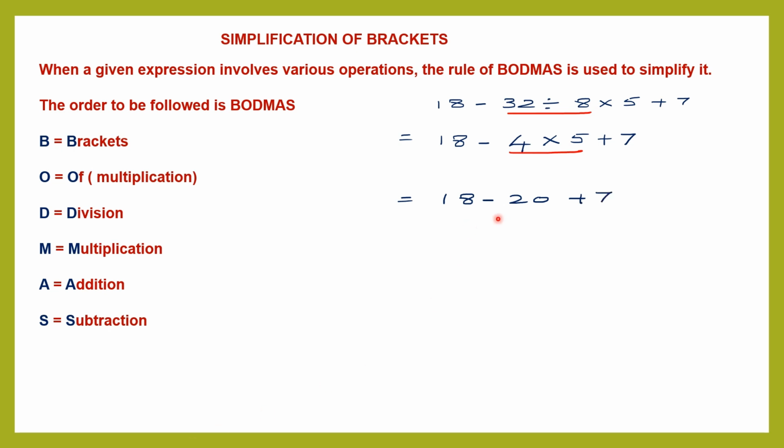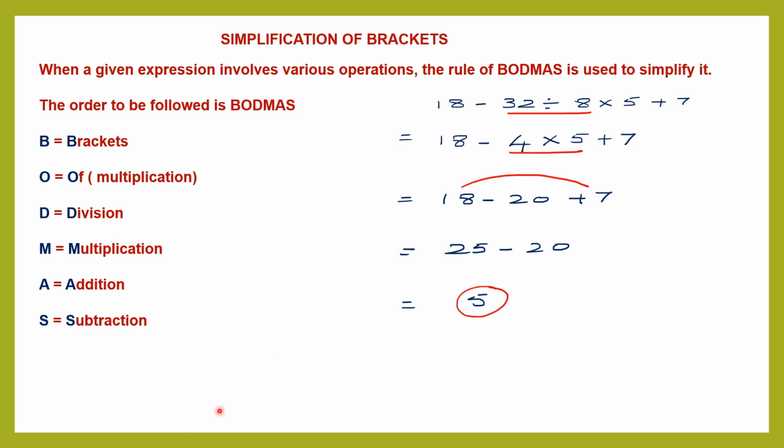Now we have only subtraction and addition. Which one should we do first? Look at this BODMAS. Addition should be done before subtraction. So here we need to do addition. So addition will be 18 plus 7. It's not 20 plus 7 because 20 has a minus sign before it. So we are going to add 18 plus 7. That will be 25. Now we say minus 20. 25 minus 20 is 5. So this is our answer.